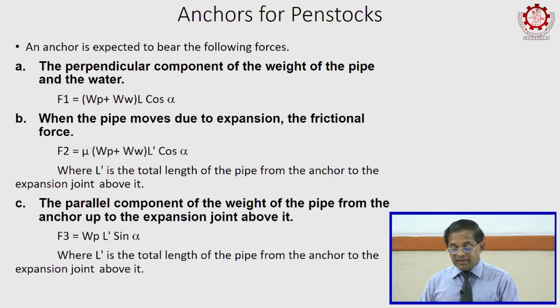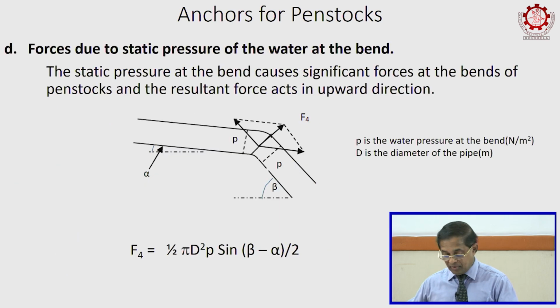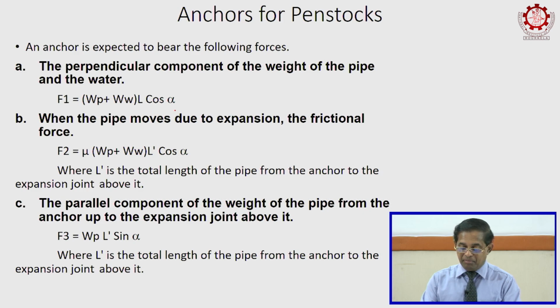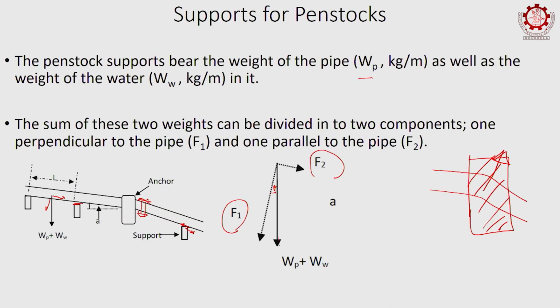So, the forces acting on the pipes, right. There will be the perpendicular component of the weight of the pipe and the water that will come onto the anchor as well, just like onto the support. When the pipe moves due to expansion, the frictional force, right, that will also come on the penstock. The parallel component of the weight of the pipe from the anchor up to the expansion joint here.